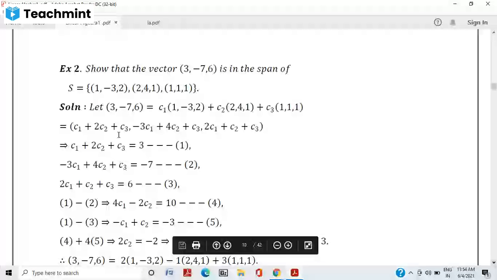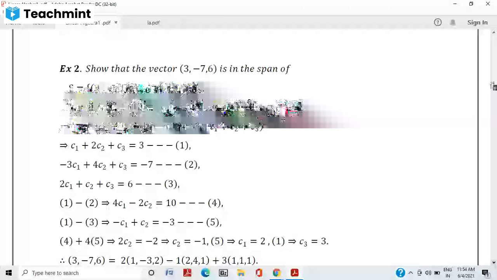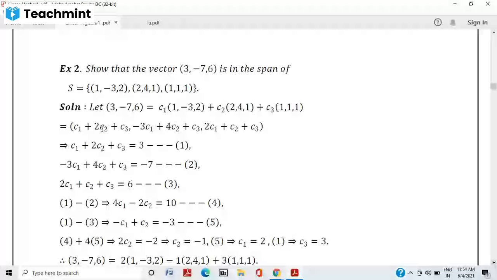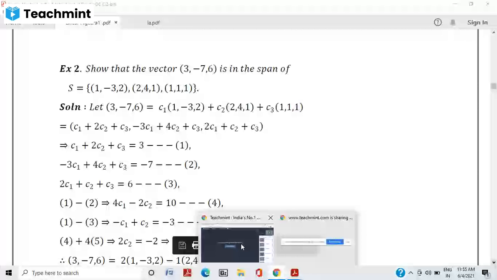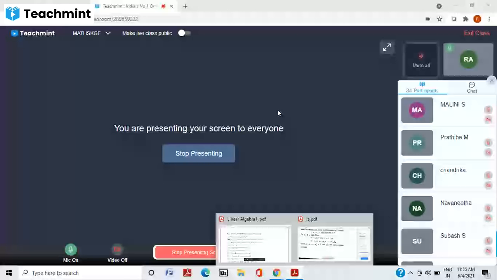Navanita, tell me then what we get as each element. How can we make that into equations? What things will we get? What is C1 plus 2C2 plus C3? What value do you get? Navanita, you can unmute yourself and tell me the answer. What do we get? Subhash, tell me. What do you get as that first element?